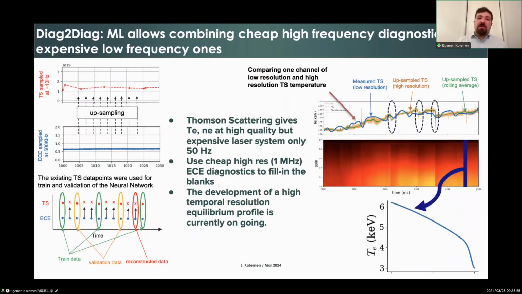Okay. So then another thing is some diagnostics are very expensive, but very good. Like Thomson scattering is very expensive. It's only 50 hertz, so every 20 milliseconds, but it gives you nanosecond-accurate measurements inside the plasma. But we have cheaper diagnostics like ECE, that's 500 kilohertz or a megahertz. So we thought, okay, can we use this 500 kilohertz measurement to interpolate between these Thomson points?